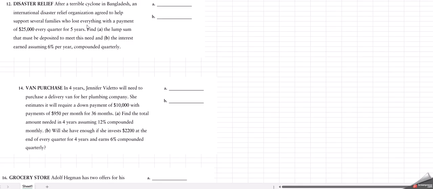So this one we have after a terrible cyclone in Bangladesh, an international disaster relief organization agreed to help support several families who lost everything with a payment of $25,000 every quarter for 5 years. Find the lump sum that must be deposited today to meet this need, and then the interest earned.